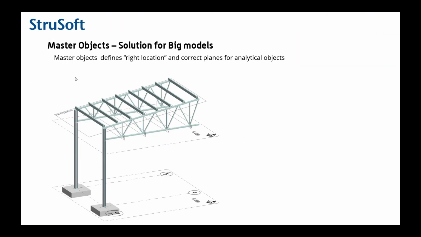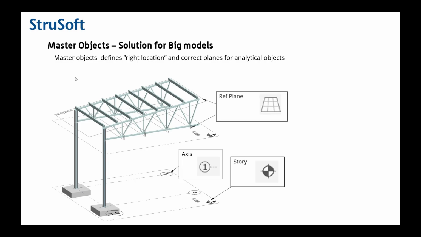So this is how you set your masters. First we have to talk about those masters. This is the optimal solution if you want to align anything with more than about 10 elements. We have three types of masters. We have axes, then we have stories, and then we have reference planes.